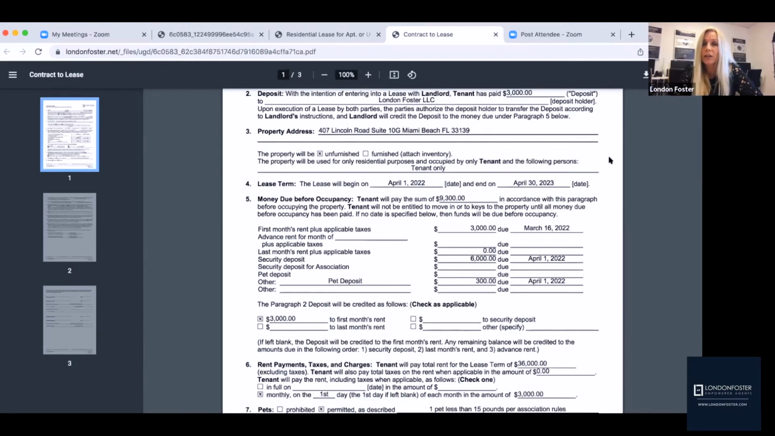The property address, always check the property address. I used our office, in case anybody doesn't know, this is our Miami Beach office address, 407 Lincoln Road, Suite 10G. So I just use that as an example.